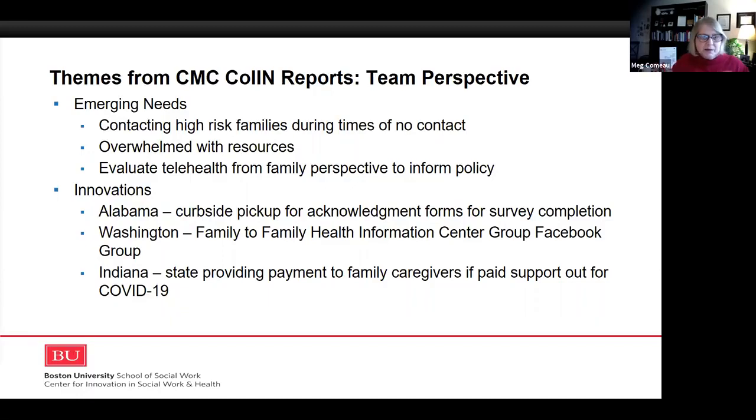So there are some things that are happening on the state level that are innovative that I think our state teams are helping connect folks to. And there are other things that the state teams are taking the initiative to do themselves to help better serve kids and families in this difficult time. Libby, let's go ahead and switch to the next slide.